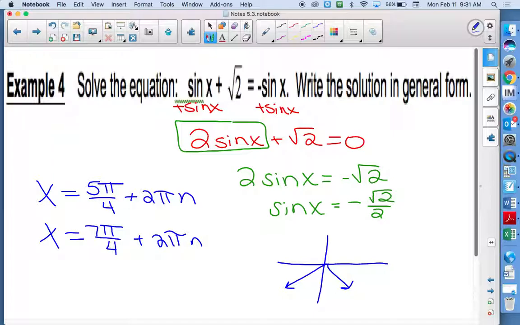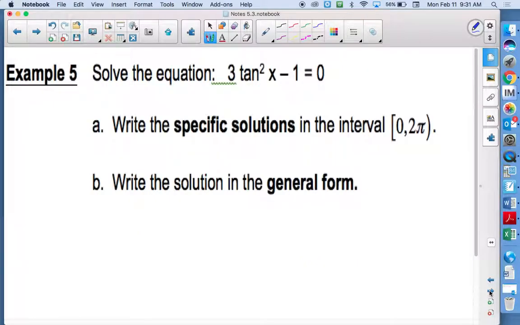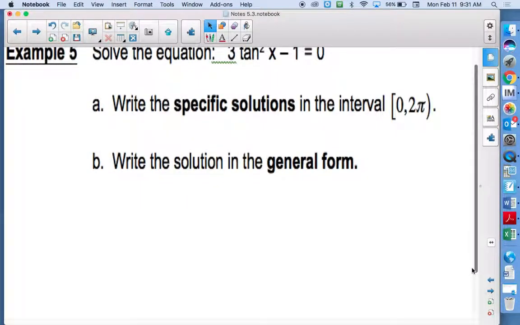So then there is one final problem on here. It's set up similarly to the first two that we did. Solve the equation, write the specific solutions between 0 and 2 pi, and then the general form. And it never includes the value of 2 pi because that's when the numbers start to repeat, because 0 and 2 pi have the same values. That's why that number is not included.